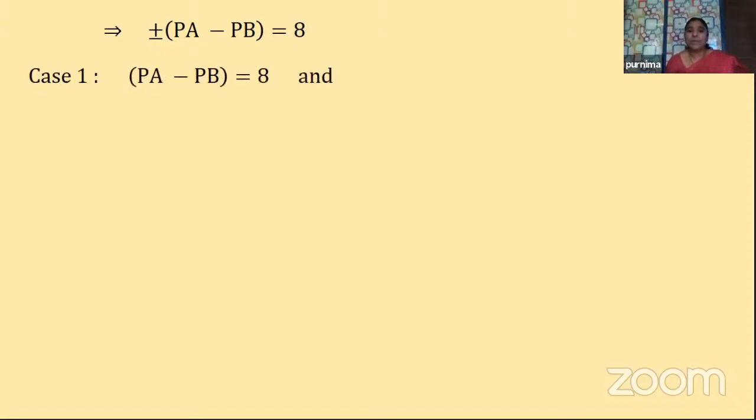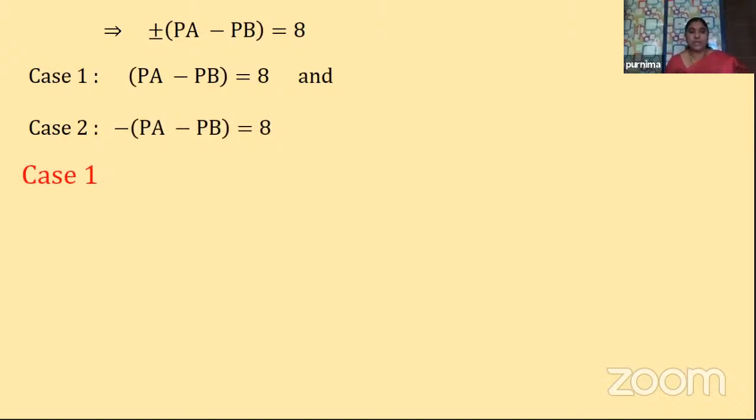Okay, so let us move on to the sum. Now here, what is the statement we have got? Plus or minus (PA - PB) is equal to how much did we get? 8. Now here, when you square on both sides, what do we get? See, if it is plus or minus, two cases arise. One is PA - PB = 8, and the second case is -(PA - PB) = 8. Two cases arise here. So let us see each case one by one.